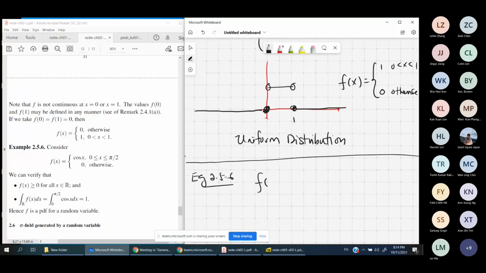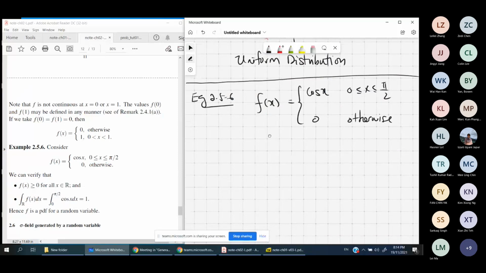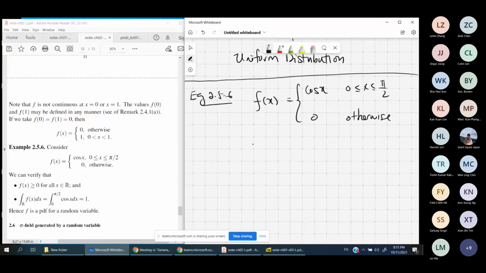Okay, so next example. We have this. Fx is given like this: cos x whenever x is in between 0 to pi over 2, and 0 for other values. Okay. So let's look at the graph. The graph is quite straightforward. Cos x in between 0 to pi over 2 is given like this, inclusive, right? So including here, and it will go down to here. Okay. So in other places, you will get 0. So the graph will be like this.